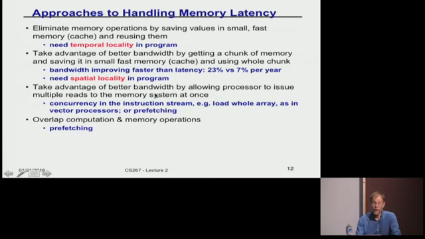And so the other thing that's good about this is that when you issue this instruction that says, please get a whole bunch of words, that can be overlapped with the arithmetic. And so we have parallelism between the memory operations and the arithmetic.